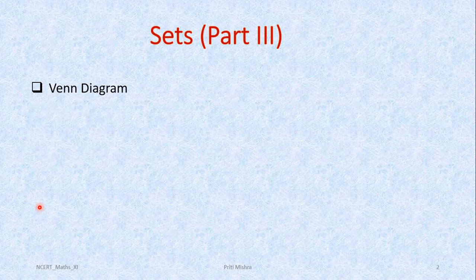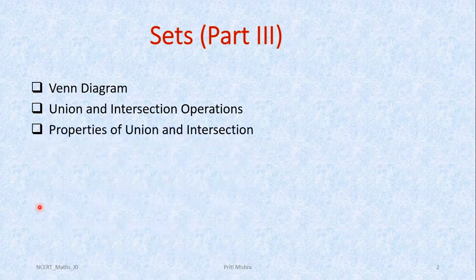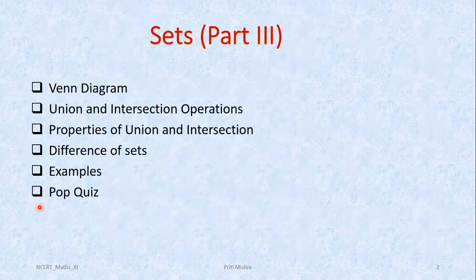We will start with Venn diagram, followed by union and intersection operations, then properties of union and intersection. After that, we will discuss difference of sets. Then we will have examples based on all these topics. At last, we will have pop quiz.